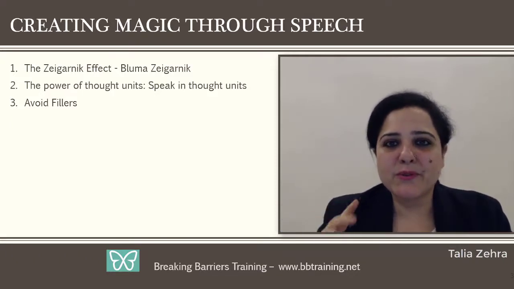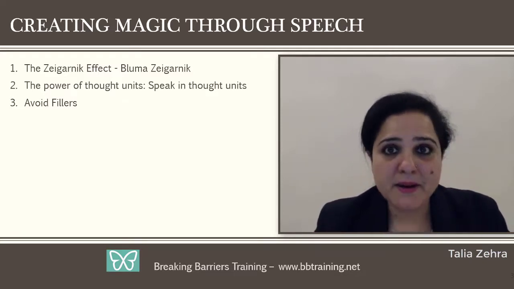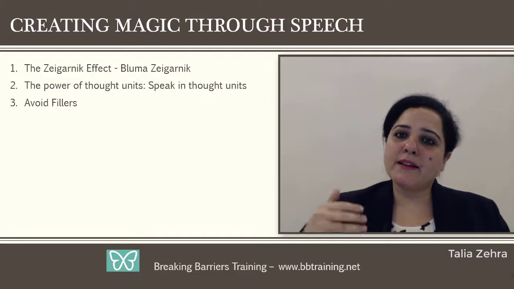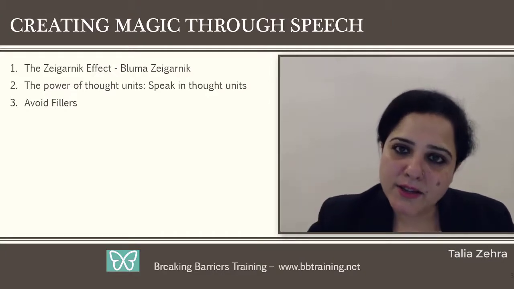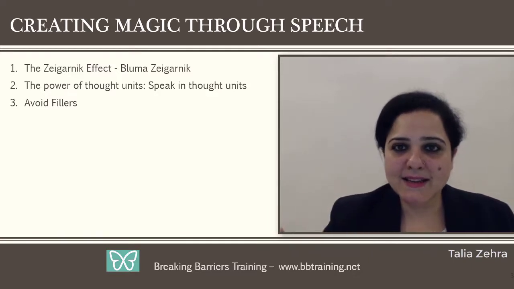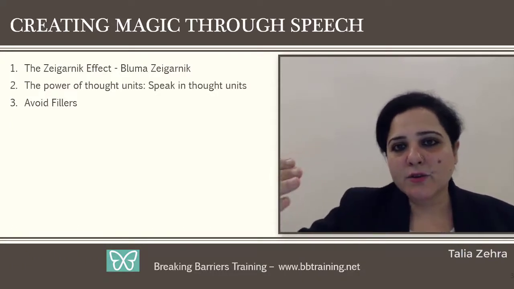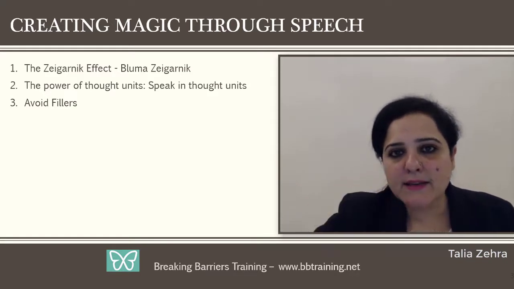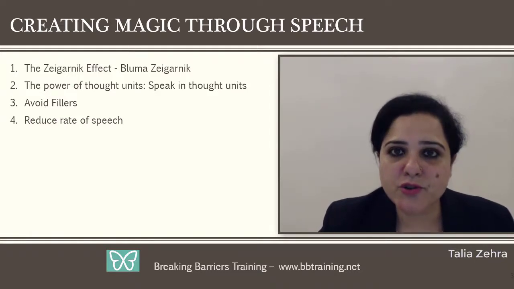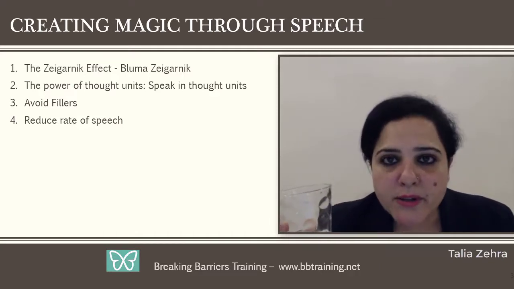So you can actually create magic through your speech by following Bluma Zeigarnik. That is by speaking very slow and breathing constantly, listening to the other person and speaking in small sentences. You don't have to join two sentences and speak a lot. Like this, you will be avoiding fillers and speaking slow. And then reducing the rate of speech. I can also say that this is a glass and it has water in it and it's a clean drinking water. No.